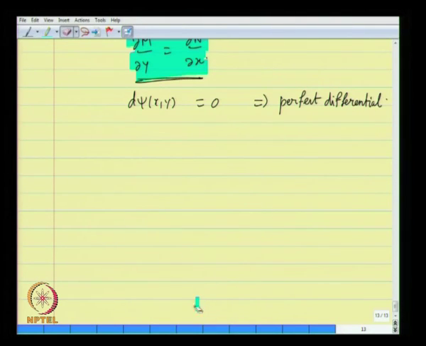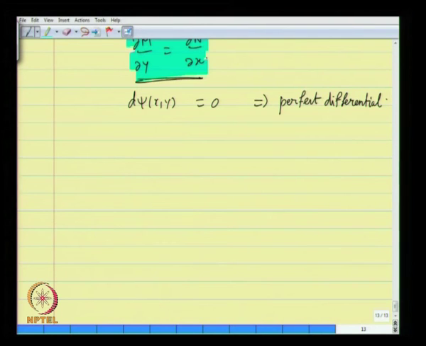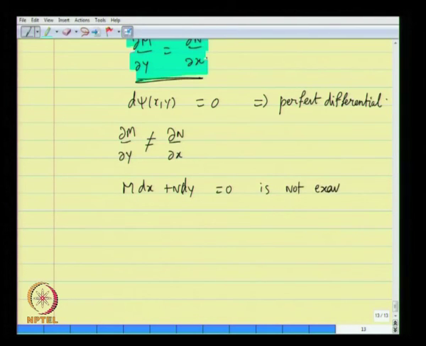However, if this is not satisfied, that is dou m by dou y is not equal to dou n by dou x, okay, then we have a problem, namely m dx plus n dy is equal to 0 is not exact. It cannot be written as a derivative of a function with respect to x dx plus a derivative of a function with respect to y dy is equal to 0. Therefore, if m and n cannot be written that way, then it is not exact.